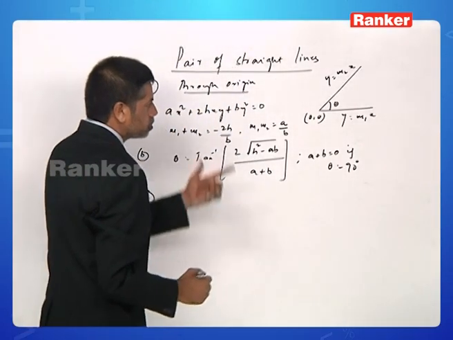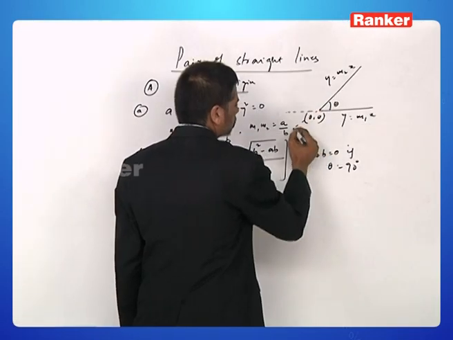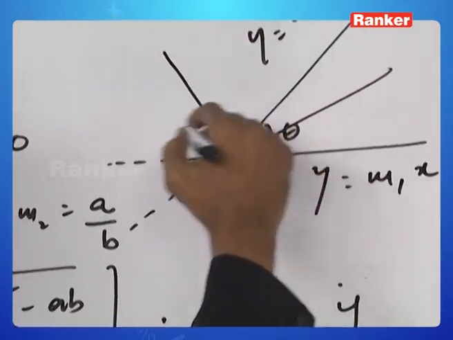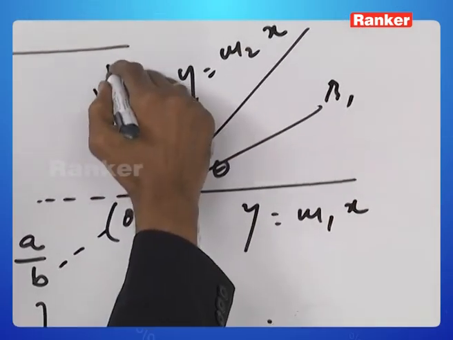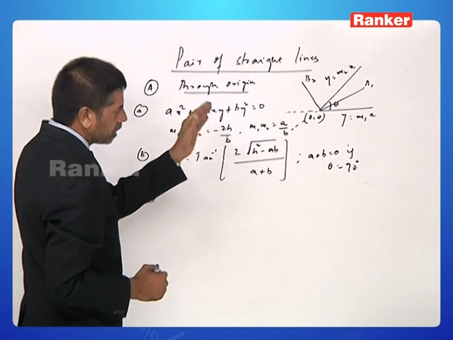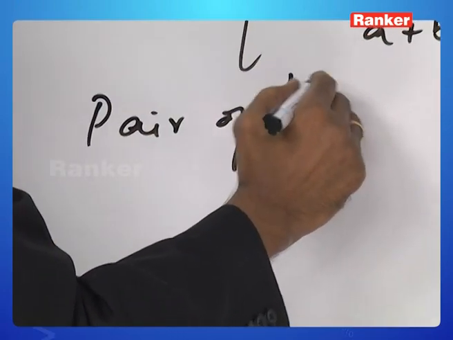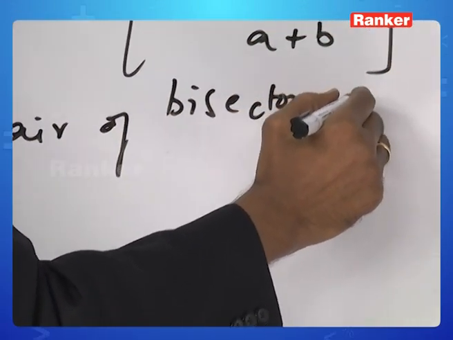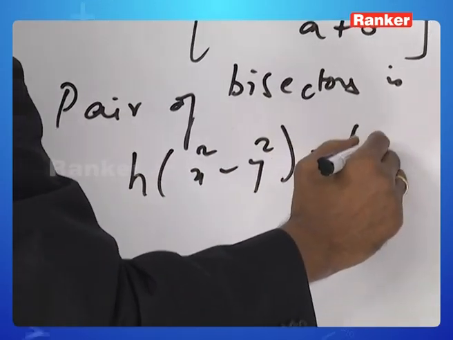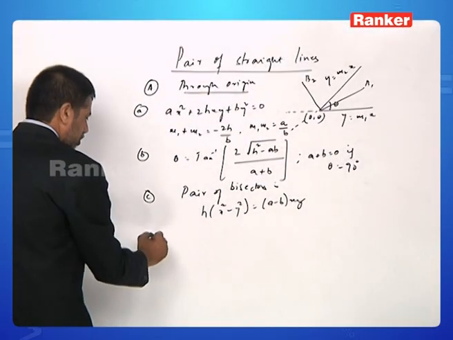Then to this pair, you can have a pair of bisectors, which again pass through the origin, and the combined equation of the pair of bisectors is h into x squared minus y squared is equal to a minus b into xy.